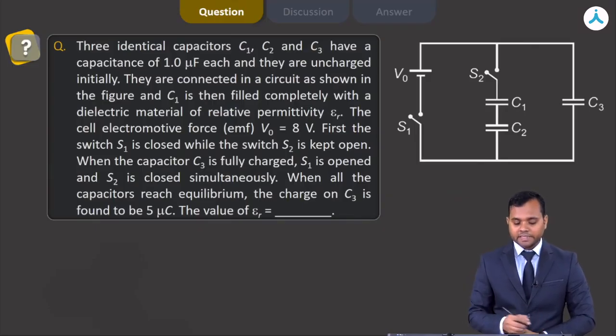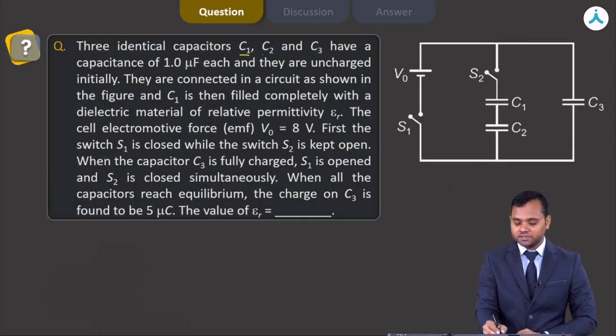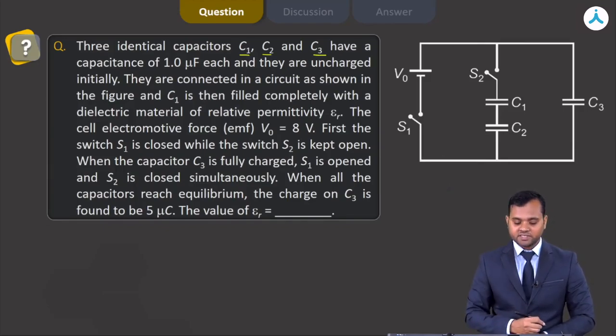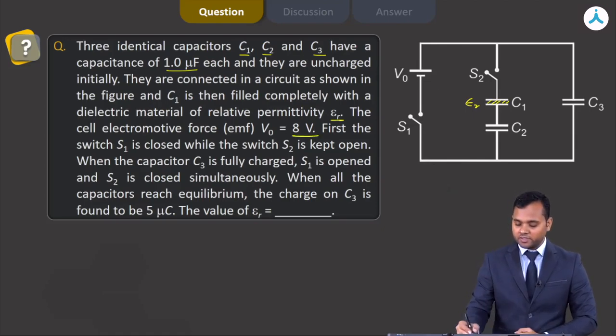This question says three identical capacitors C1, C2 and C3 have capacitance of 1 microfarad each and they are uncharged initially. They are connected in a circuit as shown in the figure, and C1 is then filled with a dielectric material of relative permittivity epsilon r. That means there is a medium of dielectric constant epsilon r here. The cell EMF is given to be 8 volt, that means this is equal to 8 volt here.